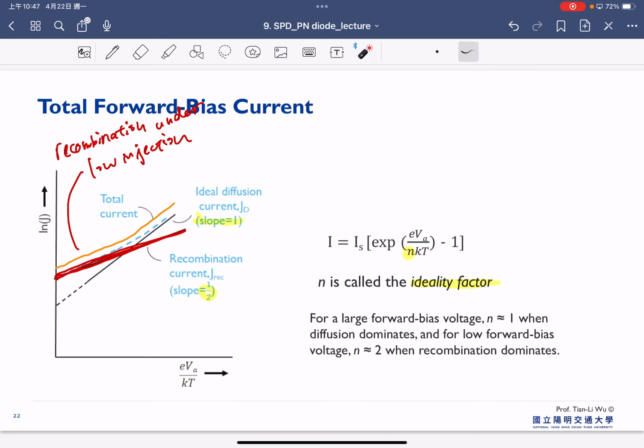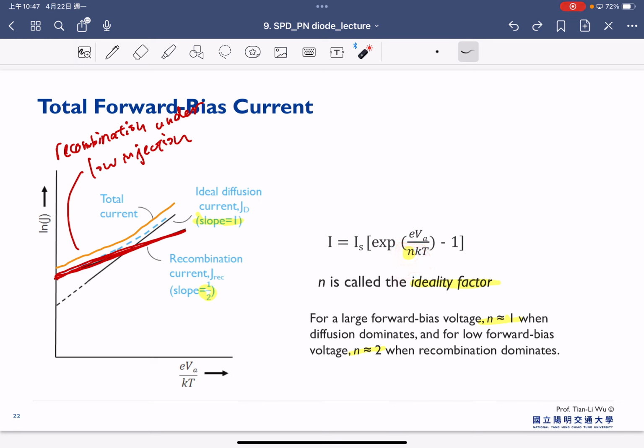So for large forward bias, N is equal to 1. That means this is diffusion dominant. But for low forward bias, N is equal to 2. That means this is recombination dominant. So the N factor, the ideality factor, has become a very important evaluation parameter to understand whether the carrier transport in our diode is ideal or not. Ideally, we want to keep this as close to 1 as possible.